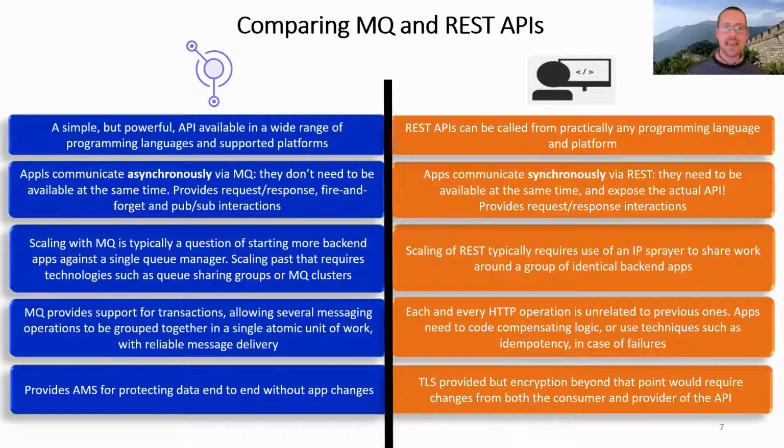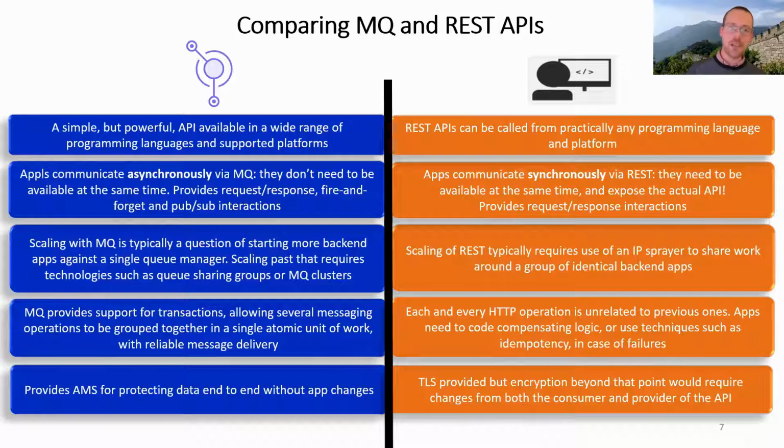But if we look at MQ, it has a very simple but powerful API, and that API, the MQI, is available on a variety of different programming languages and a variety of supported platforms. But at the end of the day, it's nowhere near as ubiquitous as a REST API. REST APIs can pretty much be called from any programming language or any platform, or probably the ones you really care about anyway. So REST APIs normally win in terms of availability of something you can actually call in the first place. MQ is pretty good. REST APIs are ubiquitous.